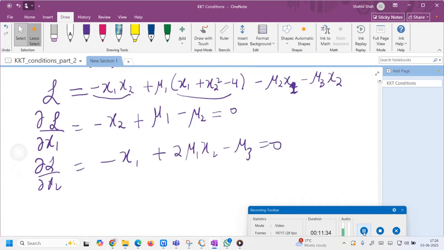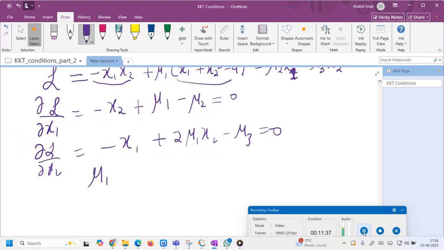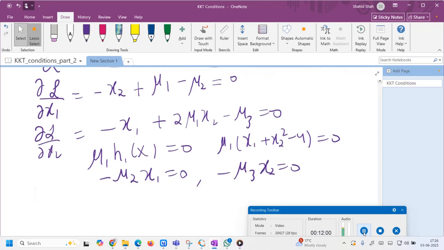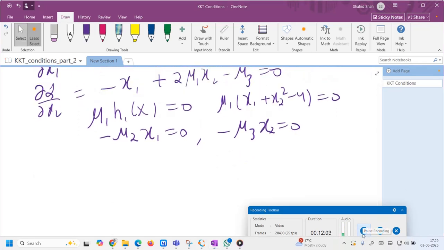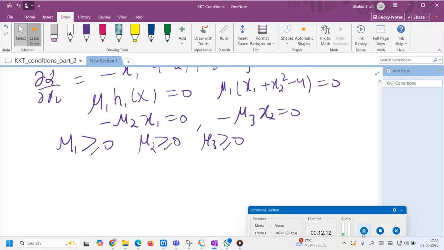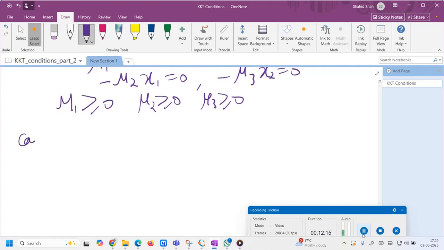And what are the other conditions you need to write? Mu1 h1 of x equal to 0. That is mu1 times x1 plus x2 square minus 2 equal to 0. Also you have minus mu2 x1 equal to 0 and minus mu3 x2 equal to 0. Now definitely we need to see several cases which will arise here. Also you have mu1 greater than or equal to 0, mu2 greater than or equal to 0, mu3 greater than or equal to 0. Fine.